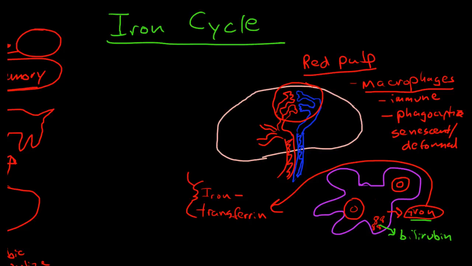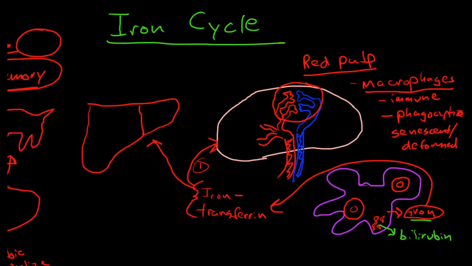It may be stored inside the red pulp of the spleen itself. It may be transported to the liver to be stored there, or it may be transferred to the bone marrow. And here apparently I'm assuming that this is a pediatric patient since I'm drawing a long bone.